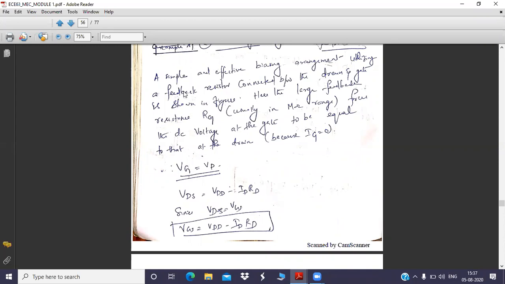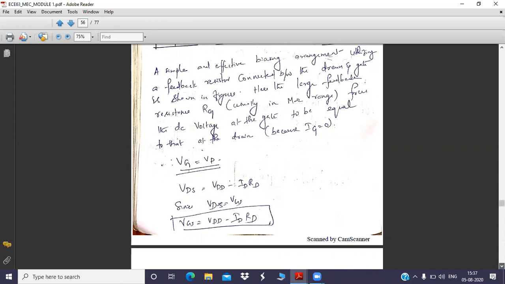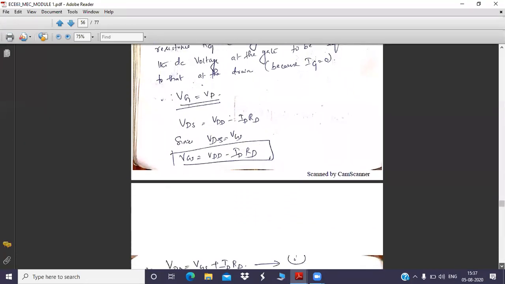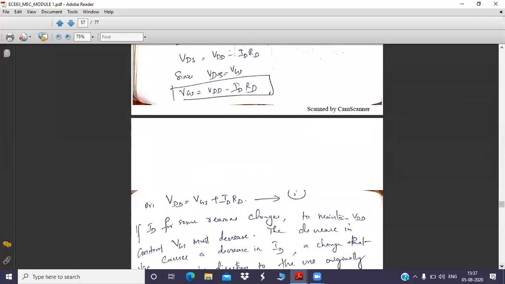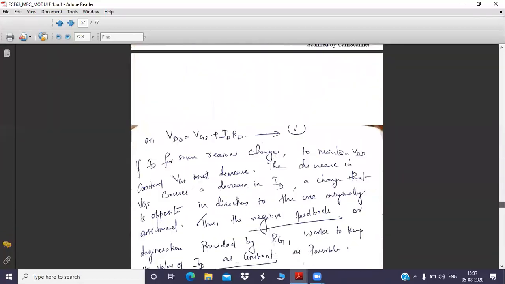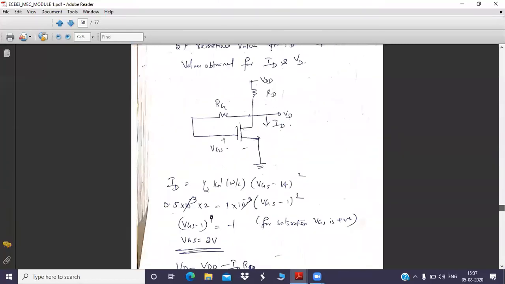Now I will go to this equation: VDS is equal to VDD minus ID times RD. How have you written this equation? This is like applying KVL on the output side. In the earlier version, we wrote the KVL equation with respect to the input side, but now I am writing the equation with respect to the output side.